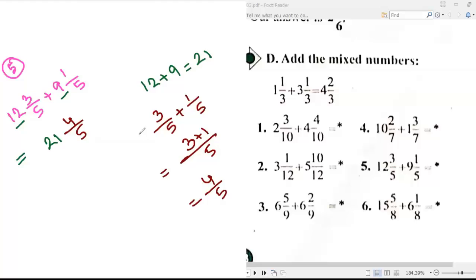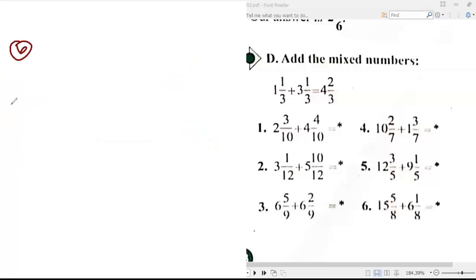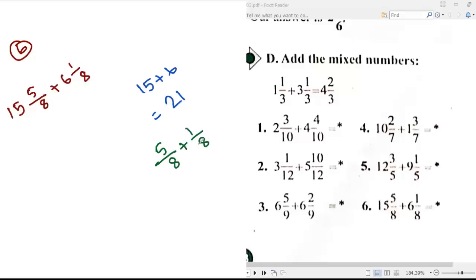Now number 6. Number 6 says 15 whole 5 by 8 plus 6 whole 1 by 8. At first, we have to add the whole number. That is 15 plus 6. 15 plus 6, that is 21. Then add the fraction. 5 by 8 plus 1 by 8. Both denominators are same, so we have to just add the numerator. 5 plus 1, that is 6.